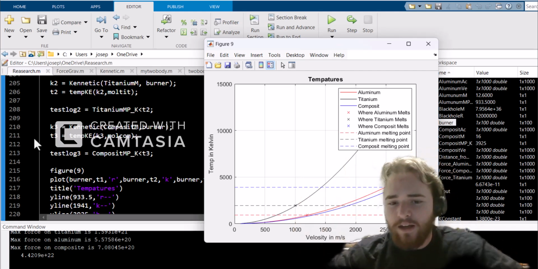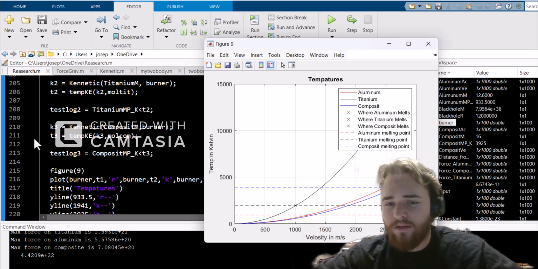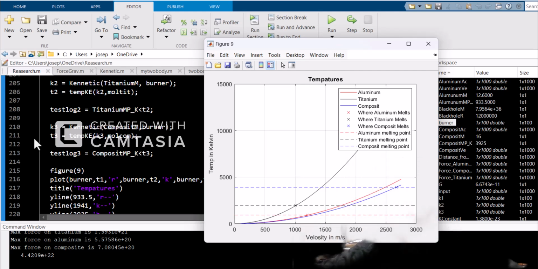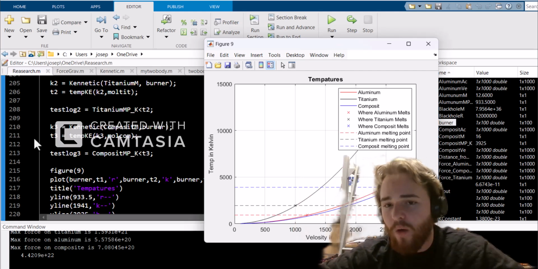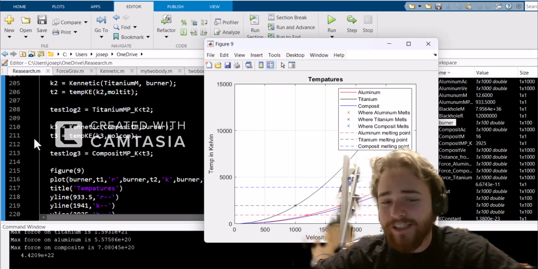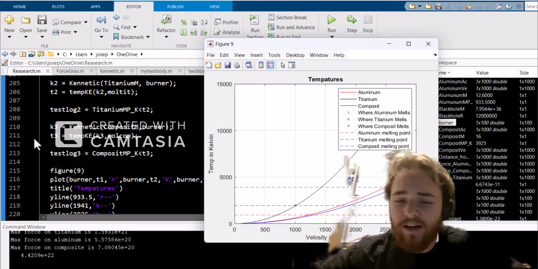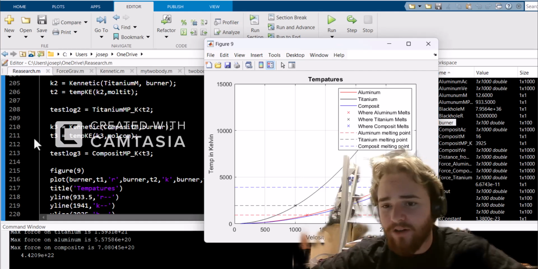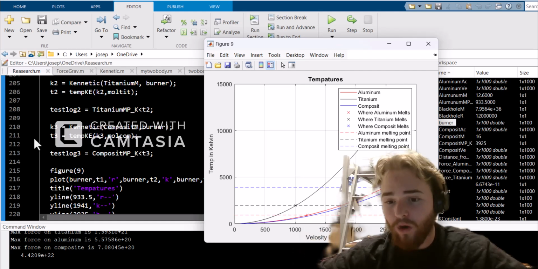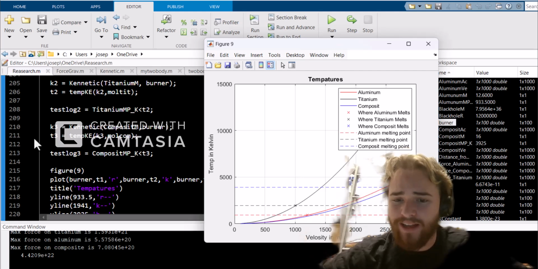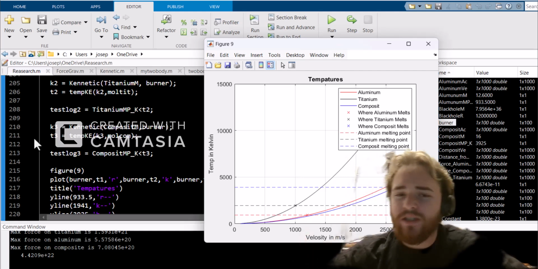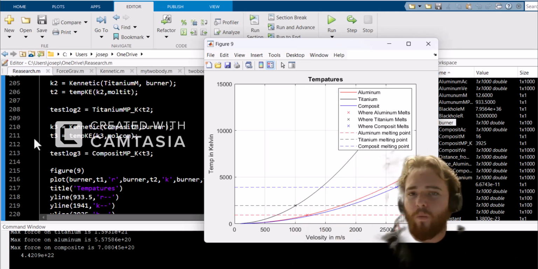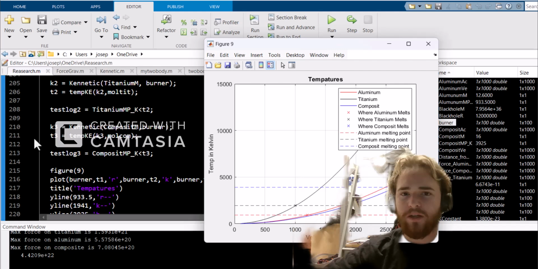What I think is very interesting about this is we're actually going to see that even though titanium has a very high melting point, it's going to melt first. And composite, though it has more kinetic energy than aluminum does, which is the main factor in what's really going to affect it, melts last. And so this is really key to understanding why we use different materials when we do.